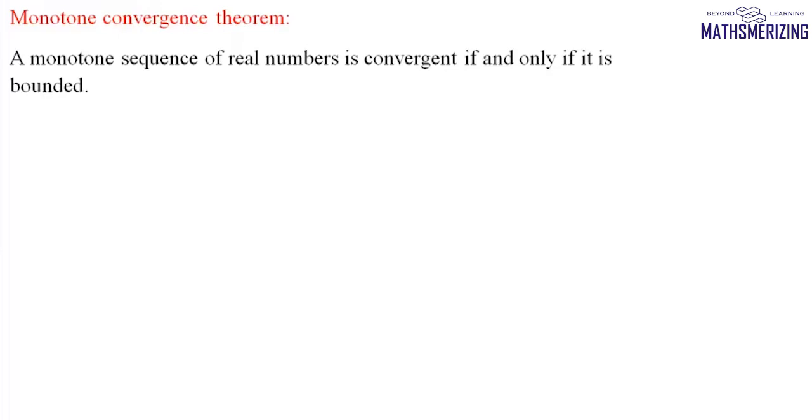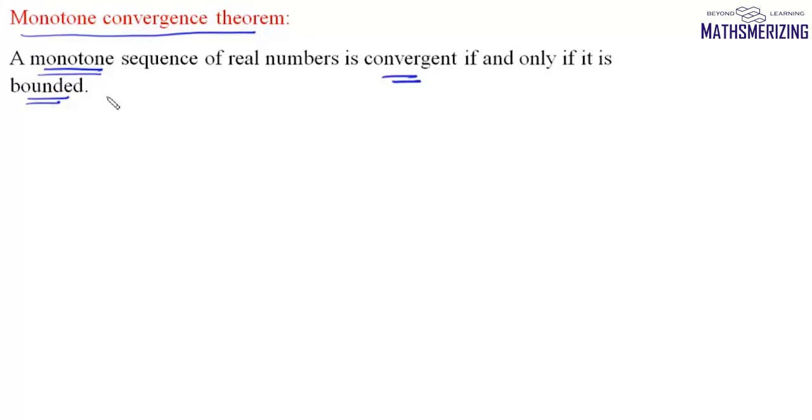And this leads to our most important theorem, and that is the monotone convergence theorem. The theorem says any monotonic sequence of real numbers is convergent if and only if it is bounded. So if we can show that a sequence is monotone and bounded, then it is a convergent sequence. So while discussing convergence of a sequence, we'll prove that the sequence is monotonic and the sequence is bounded. Now let us take up an example.